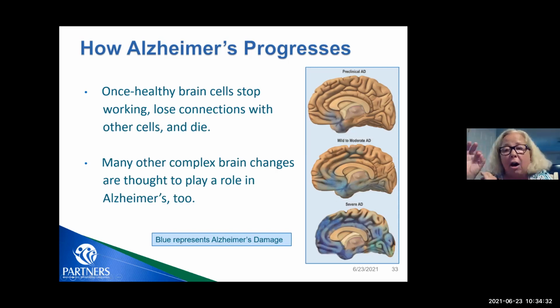Now, if you look at that top picture, it's a lot bigger than the bottom picture. That's because the brain tissue has literally shrunk. So the size of the brain is actually smaller due to the damage from Alzheimer's.